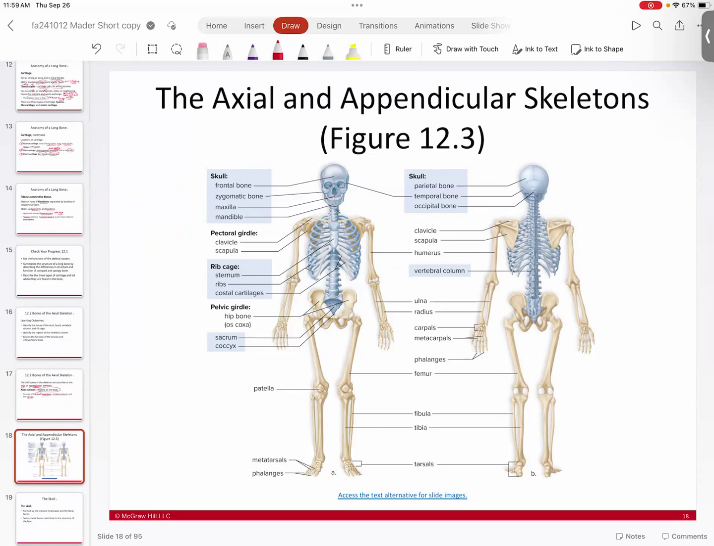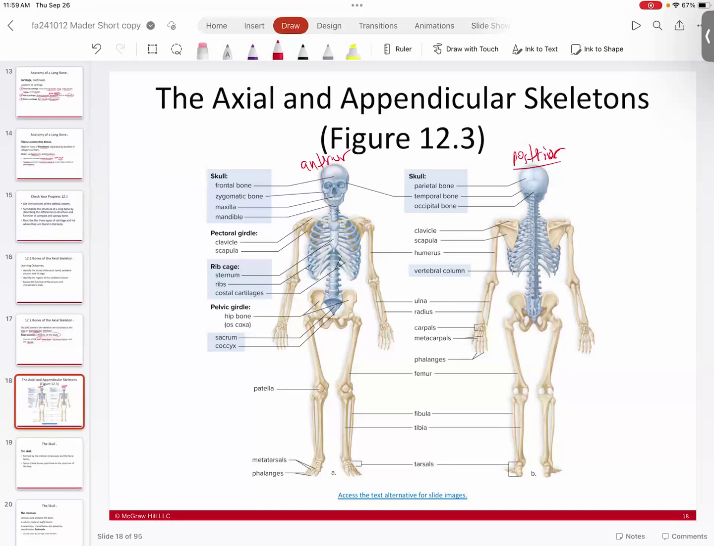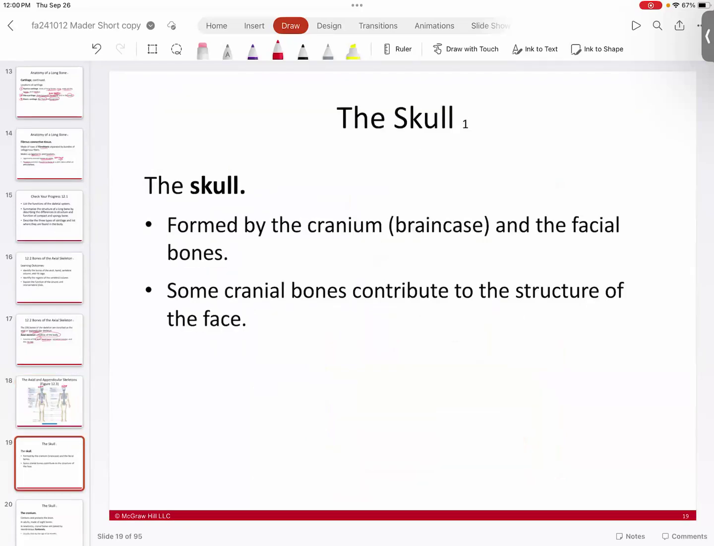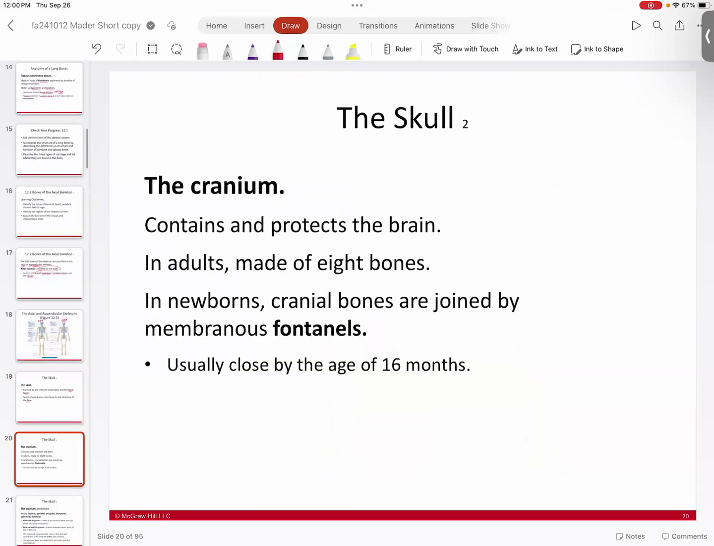So this is your anterior view, and this is your posterior view of your axial skeleton. And so the skull is basically going to be your cranium, that is to say your brain case, and of course your facial bones, the bones of your face. Now, some of the cranial bones will contribute to the face and some will not, but we'll take a look at those. So the cranium, the skull bones, their job is to protect the brain from insults. So like if you hit your head, then you're not going to damage your brain. So it's basically a gigantic helmet that you're wearing.